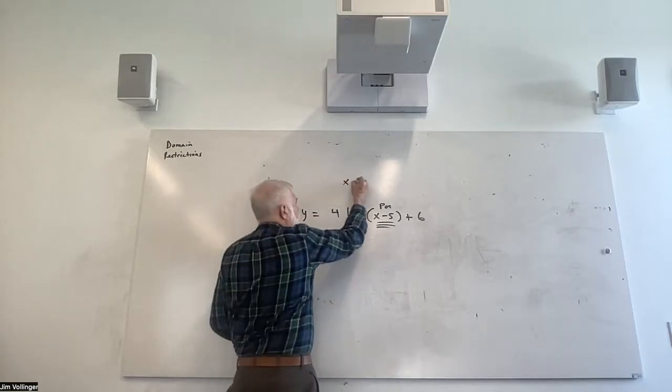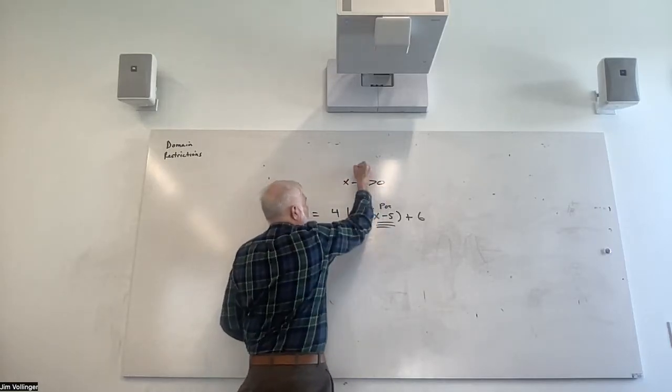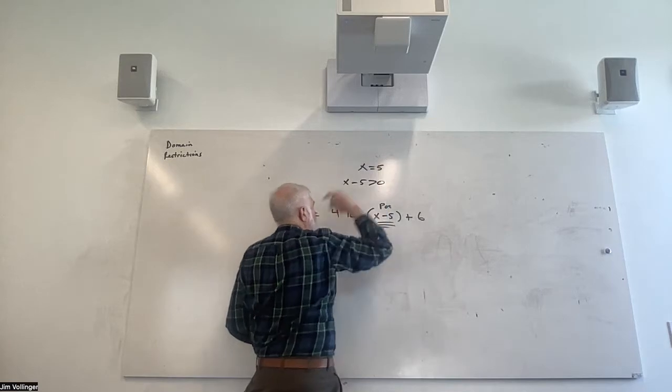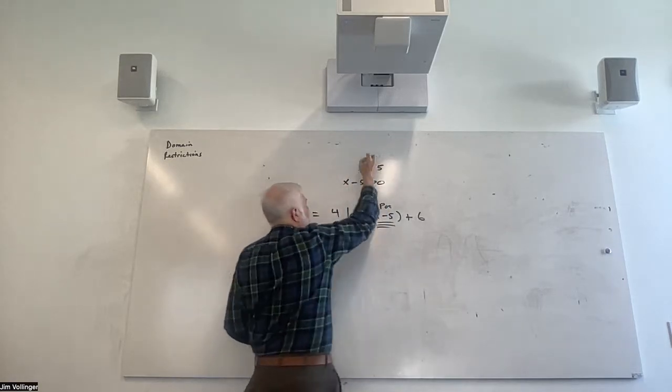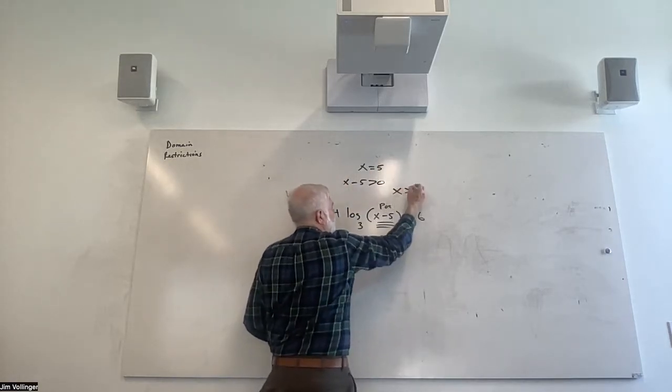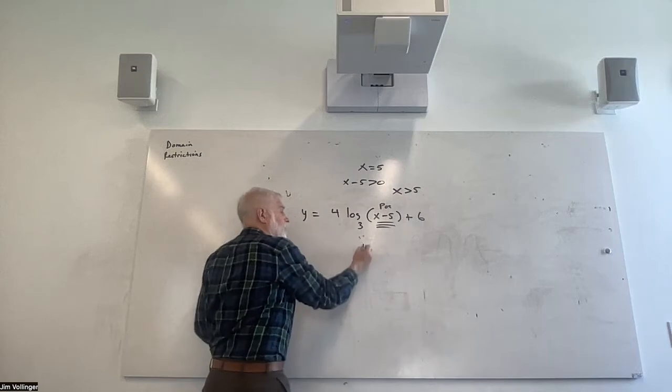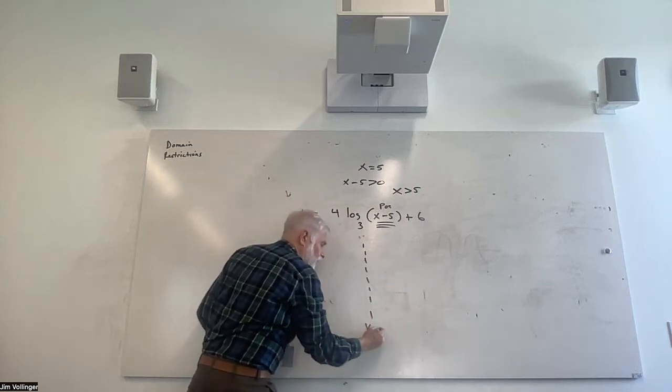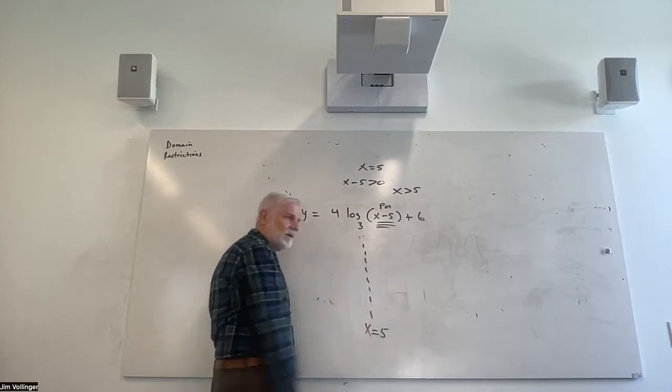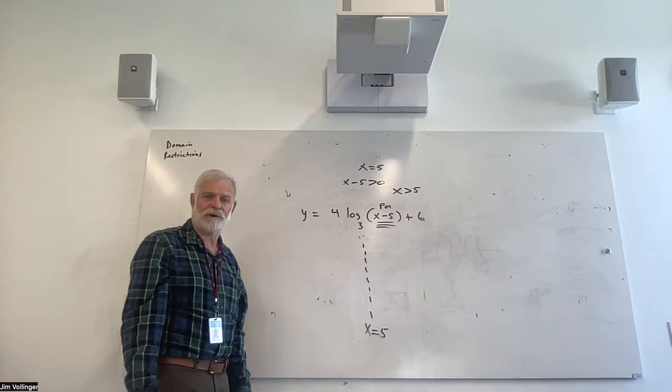So x minus 5 has to be bigger than 0. So therefore x equals 5 is critical. And our answer is x has to be greater than 5. And that's why we start graphing logs with that vertical asymptote and we highlight the domain restriction.